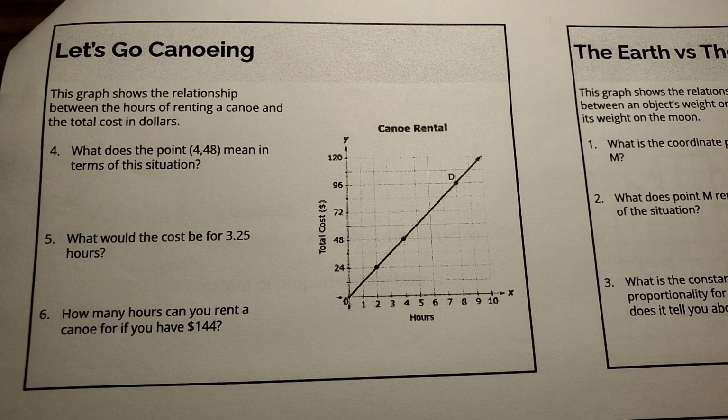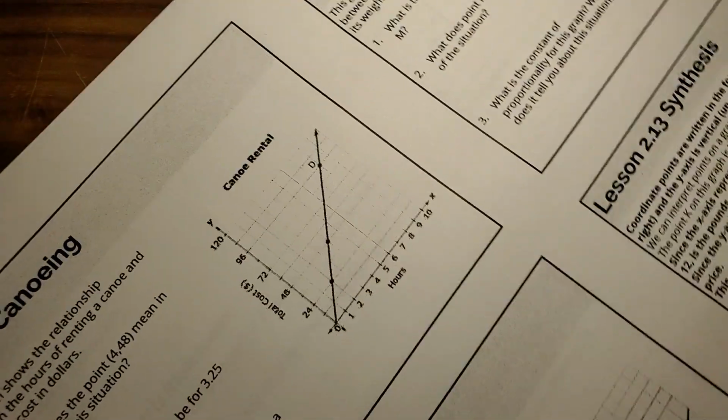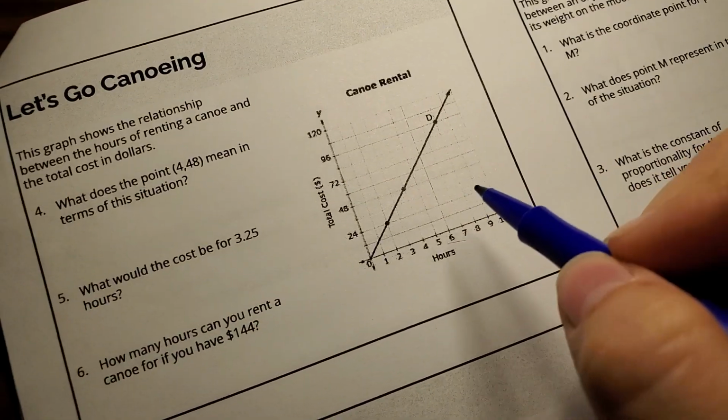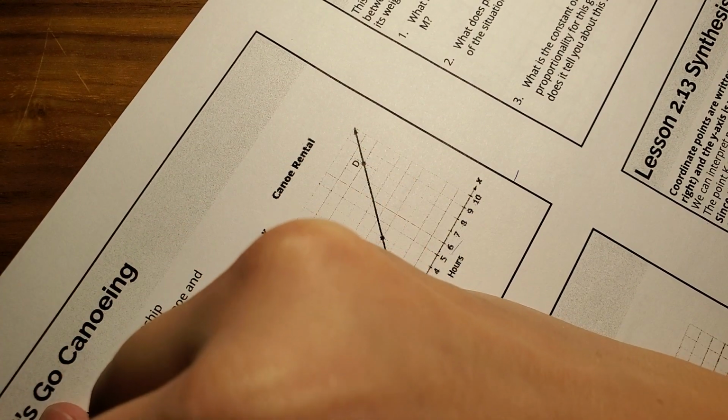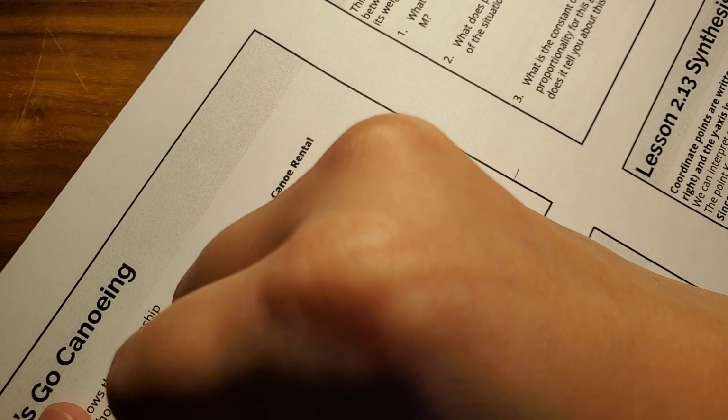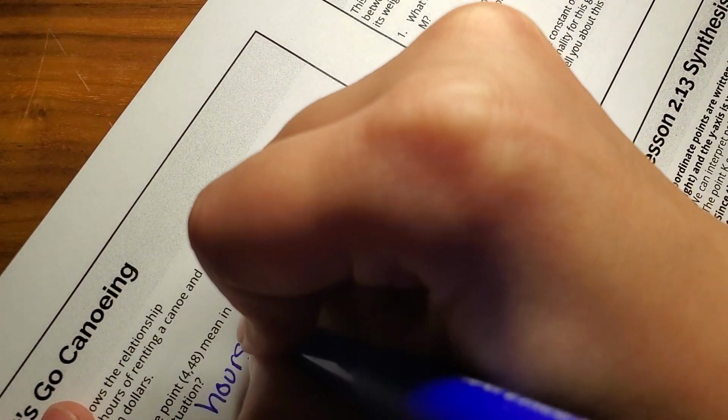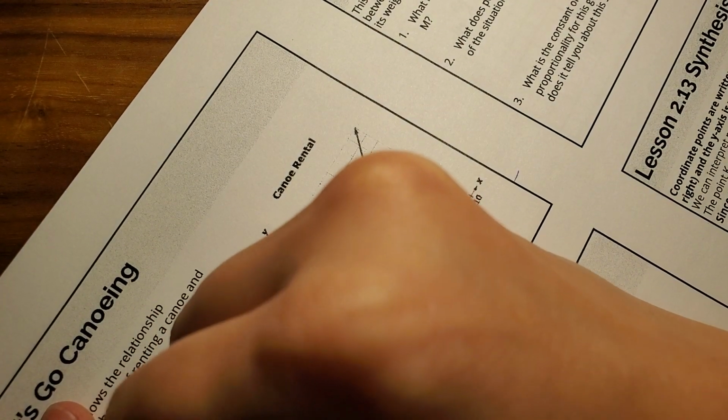All right, so the point 4, 48. 4 is our x value, it's how many hours we're renting it for. 48 is the cost. So after 4 hours, it costs $48.